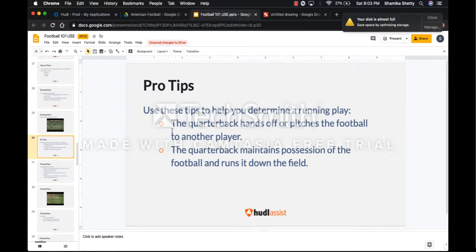Yeah, so you can read this. The quarterback hands off or pitches the ball to another player. By pitches, I mean just underarm, hand to hand, he will give the ball to the other player from his team. And the quarterback maintains possession of the football and runs it down. Means he has the ball with himself and he only runs across the field towards his end zone.